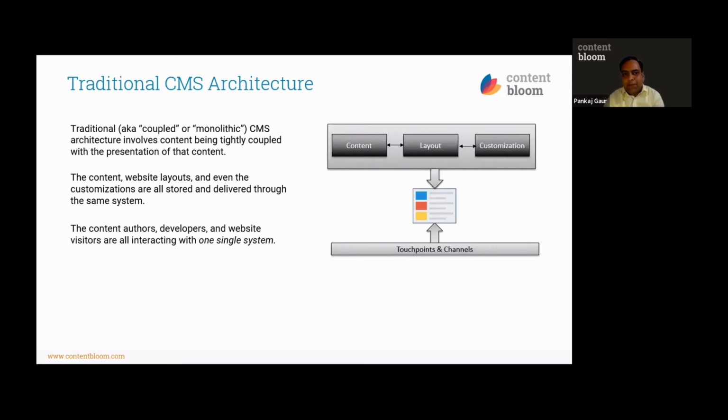Traditional, sometimes we termed it as a coupled or a monolithic CMS architecture. If you see on the right side of the slide, we can see the content, the layout, rendering that content, various customizations are tightly coupled together to render a formatted experience or a predefined experience accessed across various touch points in the channels. All this content, the layout, and all these customizations are being stored into the same system. And this single same system is being accessed by the content authors, by the developers, and even the website visitors in a different capacity. So that's our traditional CMS architecture.